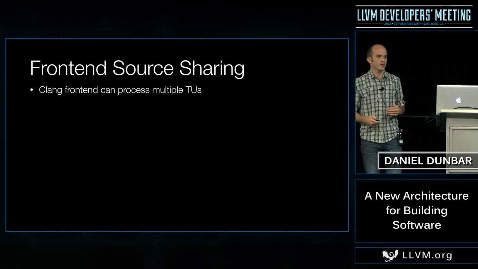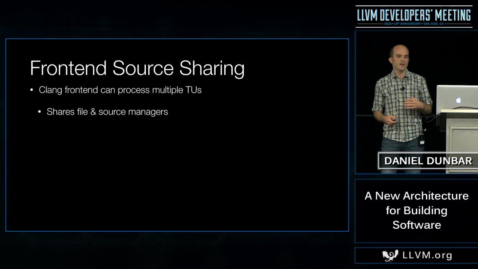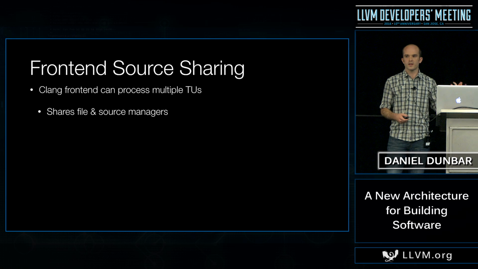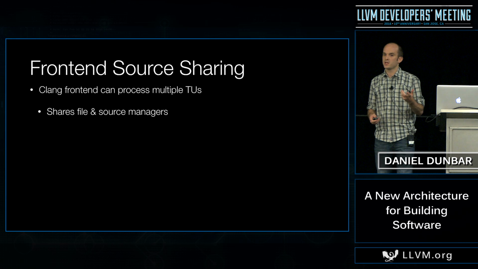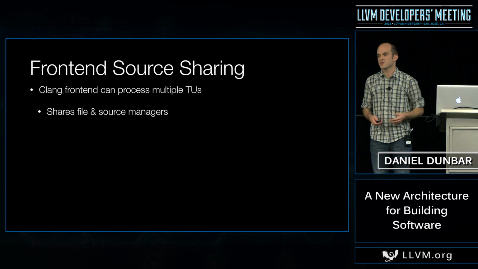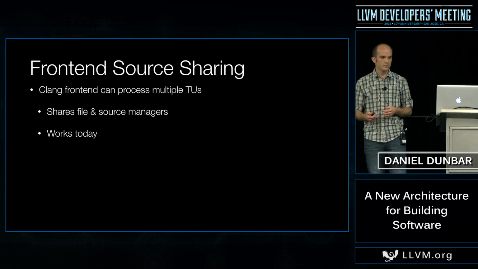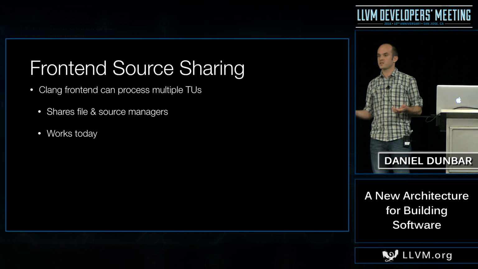but the front end itself can process multiple translation units in serial order. And if you do this, what Clang will do is it will share the file and the source managers. And the file manager has a stat cache built into it. So it will end up skipping those stats I mentioned earlier.